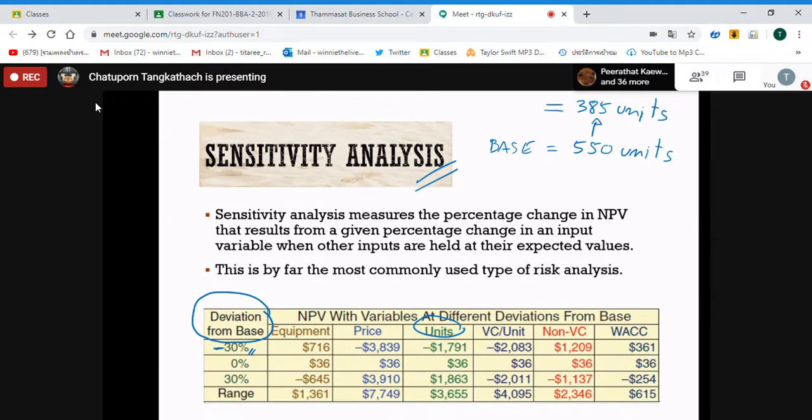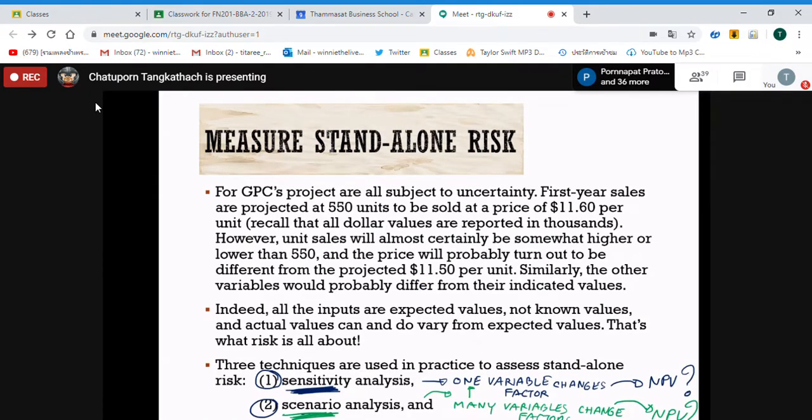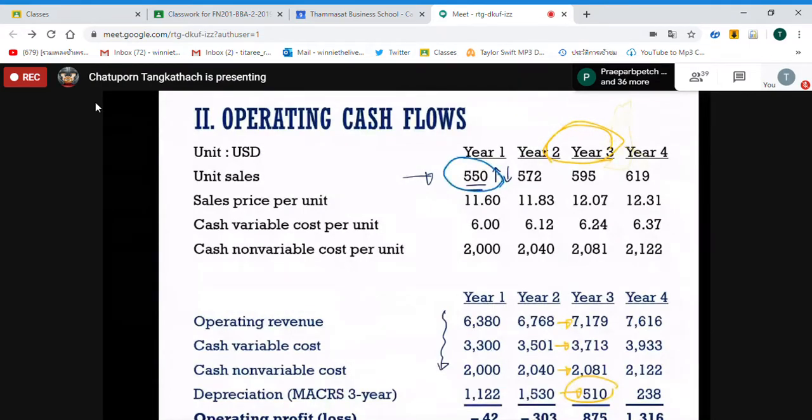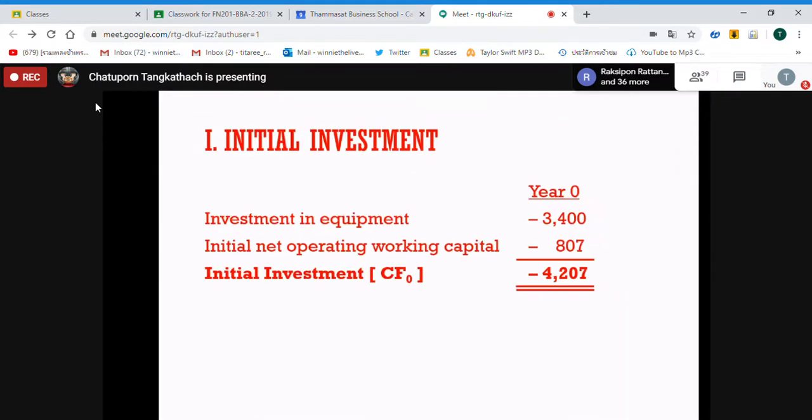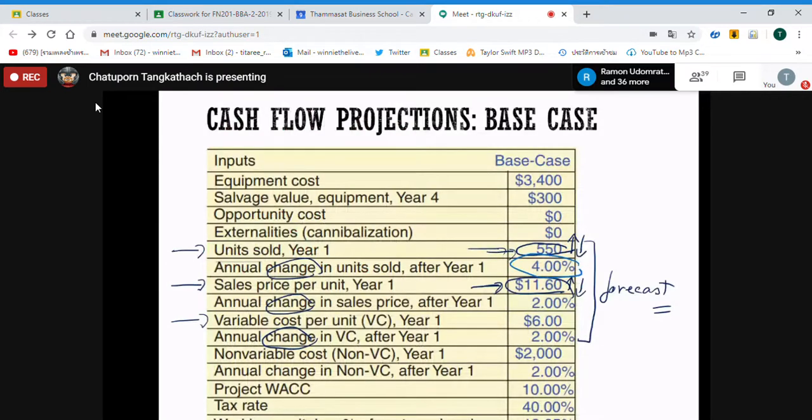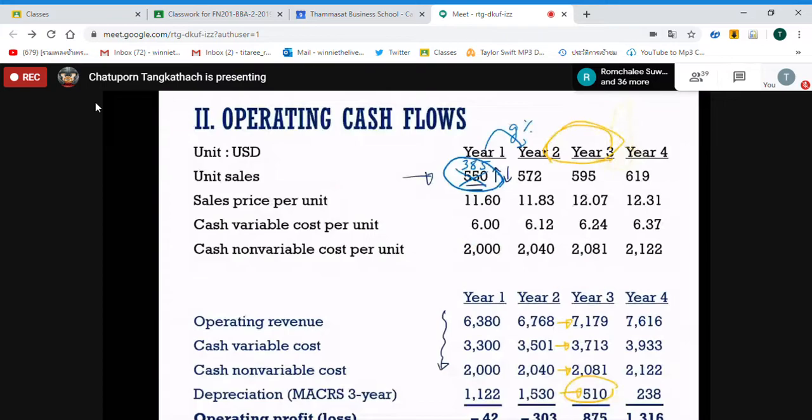If we change that, what will be our new NPV? The answer is this one, minus 1,791. Let me show you how to do this briefly. You want to change the first year unit sold from 550 to 385. So you go back here and change this number from 550 to 385. But the growth rate stays the same. The growth rate that you put earlier is here, equal to 4%. So the following year, year 2, will increase not from 550, but from 385 by 4%. So all the units sold will be changed.